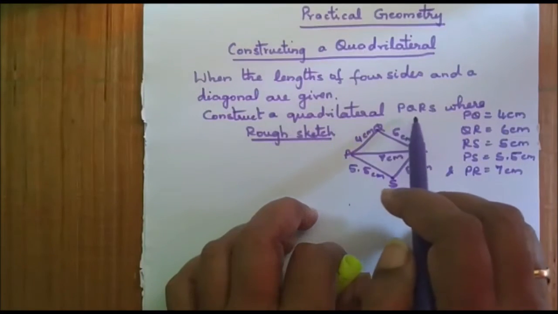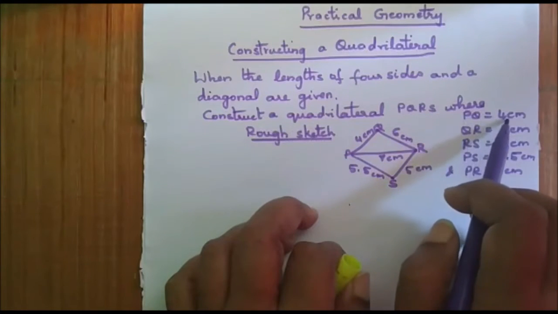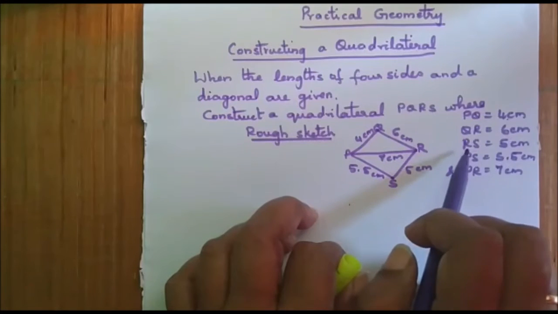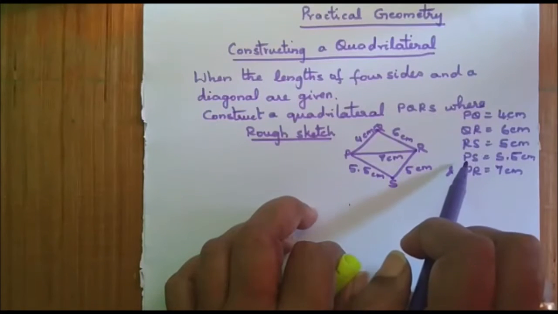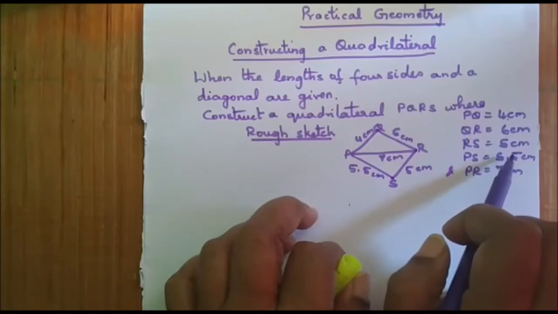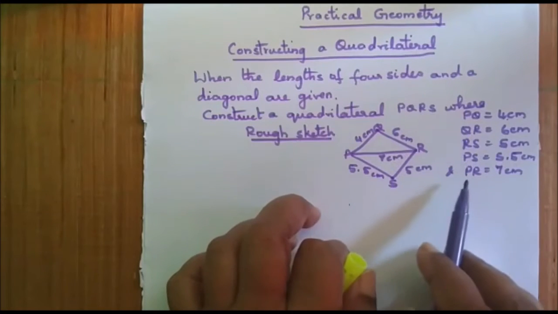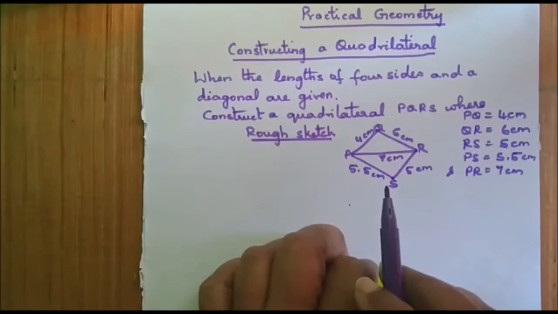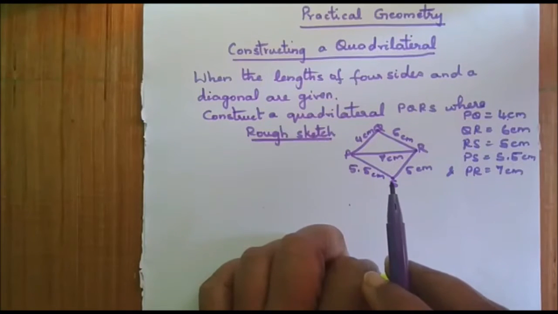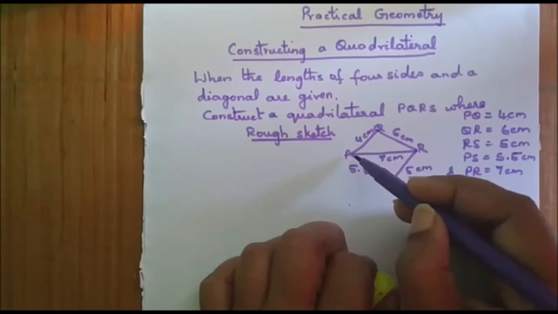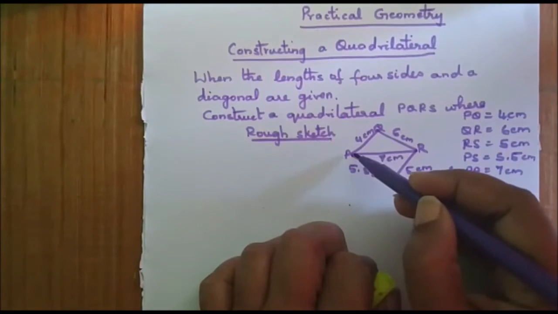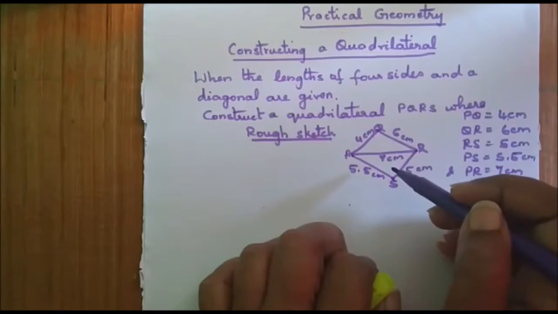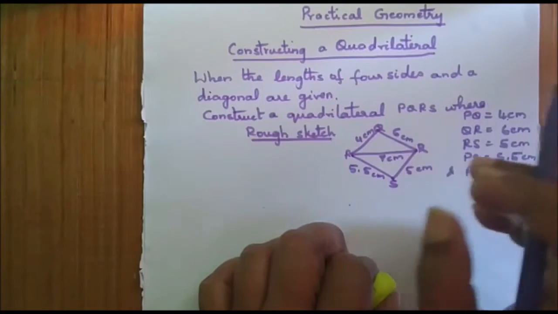Construct a quadrilateral PQRS where PQ is equal to 4 cm, QR is equal to 6 cm, RS is equal to 5 cm, and PS is equal to 5.5 cm and PR is equal to 7 cm. Before constructing the quadrilateral, let us draw a rough sketch. That is, this is a quadrilateral PQRS. This is a rough sketch, so it needn't be accurate.